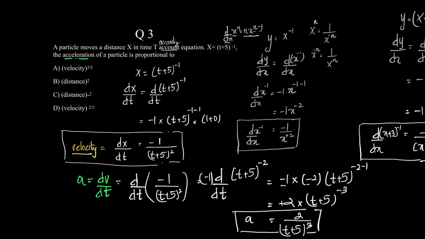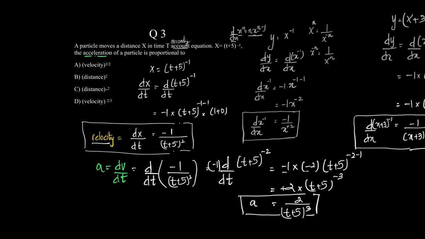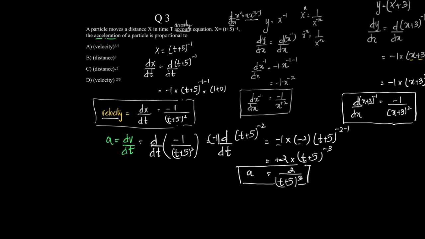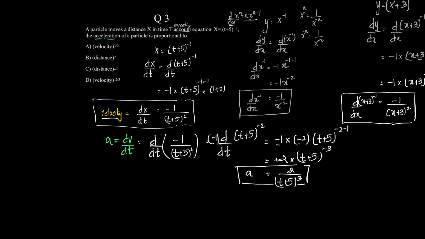Now let us try to find out the relationship between these values. Okay, so what we can write is acceleration is 2 into (t plus 5) the whole raised to minus 3. See, what I'll do is I'll make a small algebraic manipulation here. How? I'll write 3. See, what is minus 3?